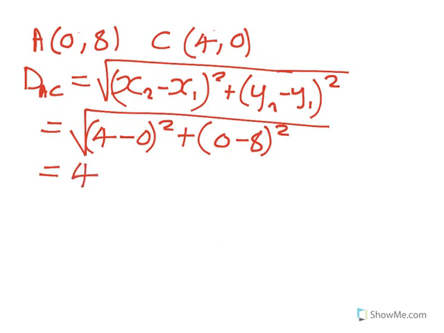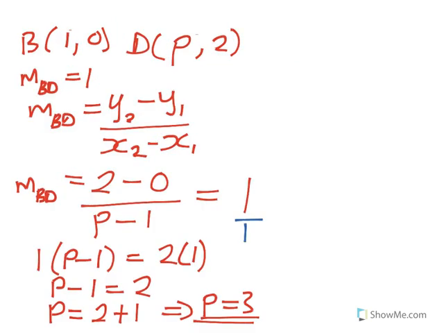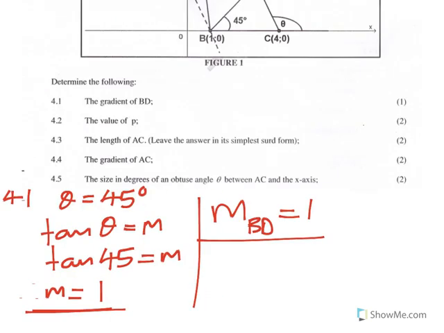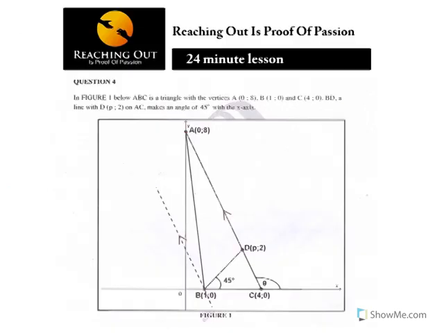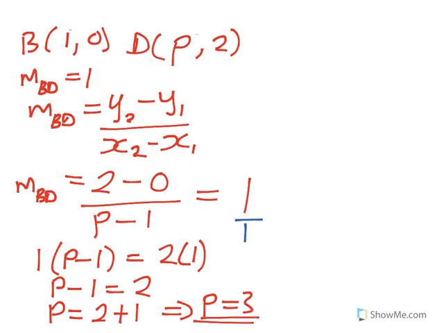If you punch your calculator, you don't need to work this one out. It will give you 4 root 5. So the moment you get that, it's your final answer, and it will give you 2 marks. The next one is the gradient of AC. Now let's look at AC again. If they want the gradient of AC, you know point A and you know point C, so you can simply calculate the gradient of AC without a problem.